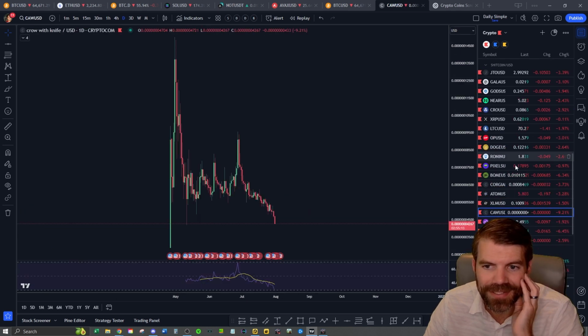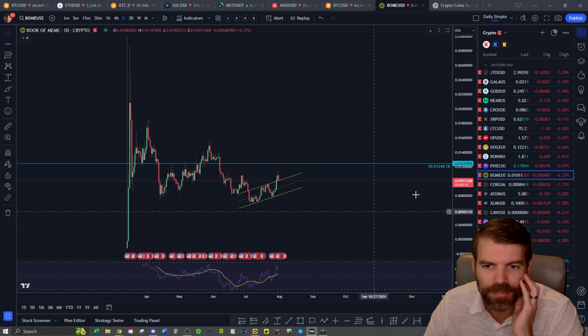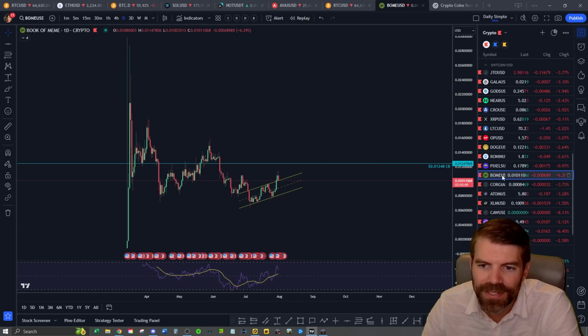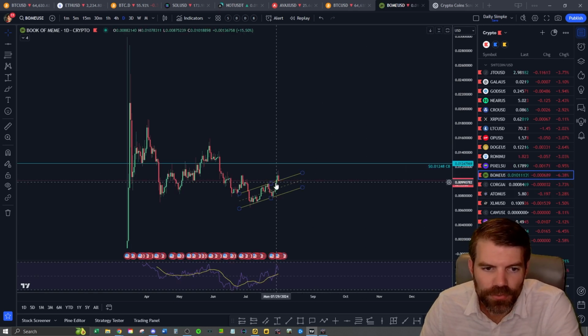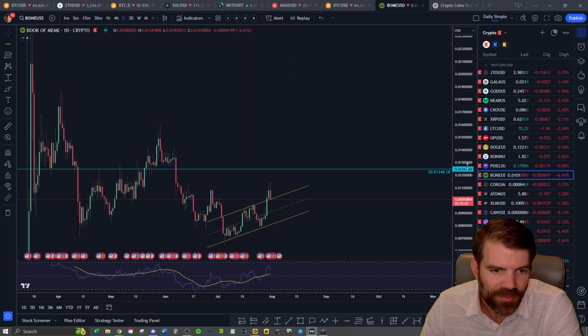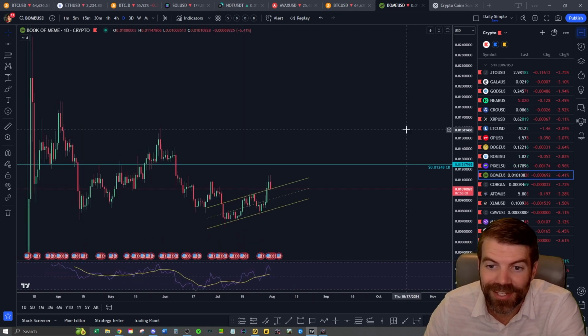Everything else is red. A lot of red today. CAW way down. A couple of meme coins down here. BOME down 7%, but this one had a nice little rally and came out of the channel. As you can see, it's coming right back into the channel. But anyways, enough ranting about that.